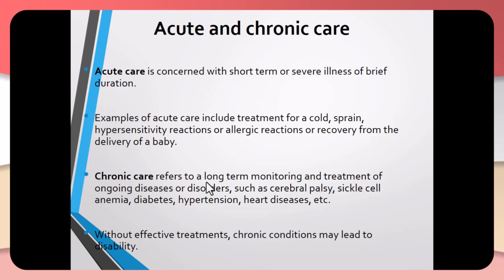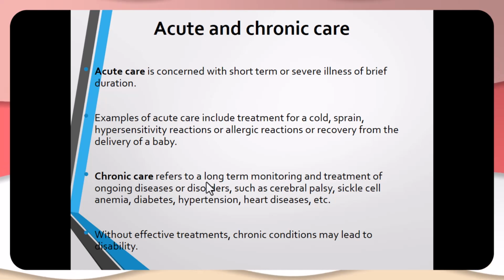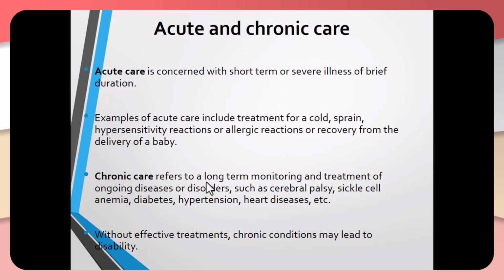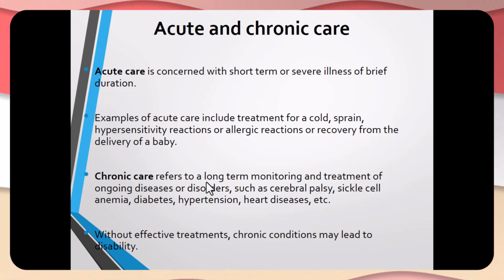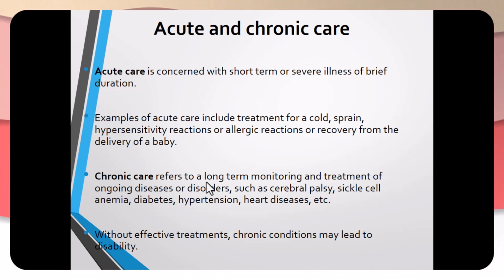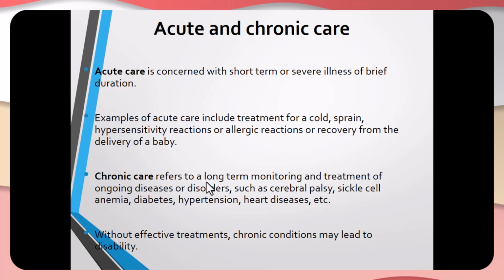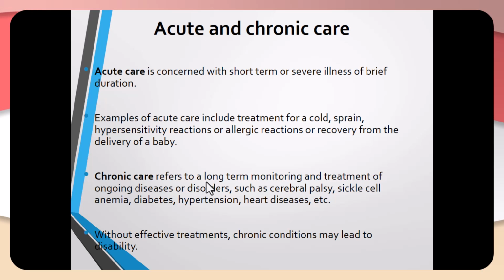Yeah. So acute and chronic care. Some of the things that these patients are going to present with. So what is acute care? You find that acute care is concerned with a short-term or severe illness of brief duration. For example, you may have treatment of cold, sprain, hypersensitivity reactions, or allergic reactions, or maybe recovery from delivery of a baby. It is an acute care. Like what you're going to offer to this patient is acute.